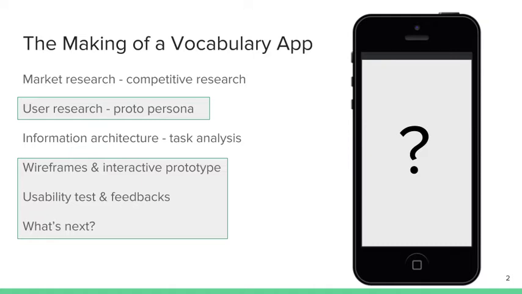The core functions of the app were analyzed during the information architecture phase. With that information, I moved on to create the wireframes and the interactive prototype of the potential app. 3 individual usability testing sessions were conducted and feedbacks were compiled. Here we will take a look at the proto-persona, the wireframes, the usability test, and feedbacks, and what's next.